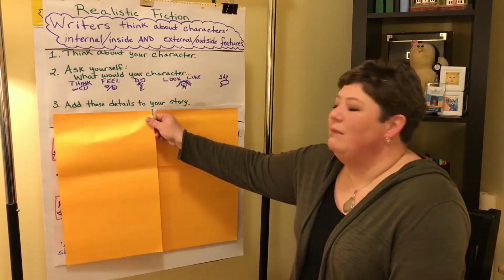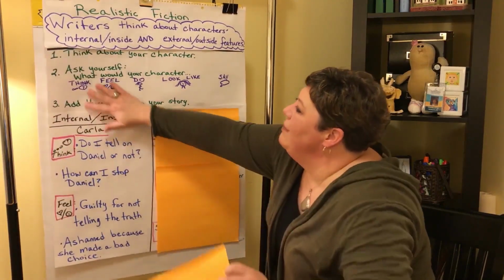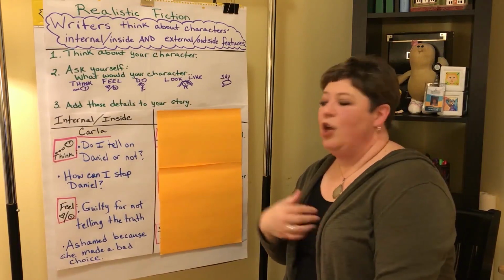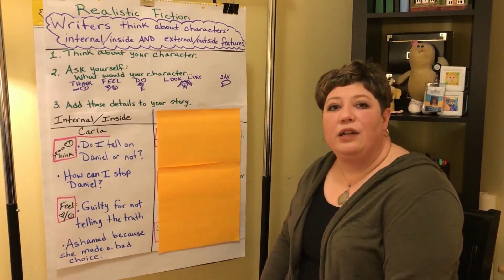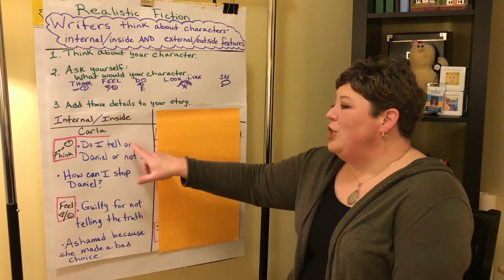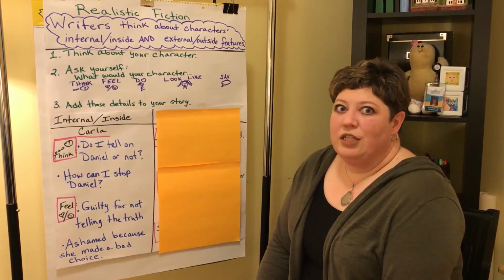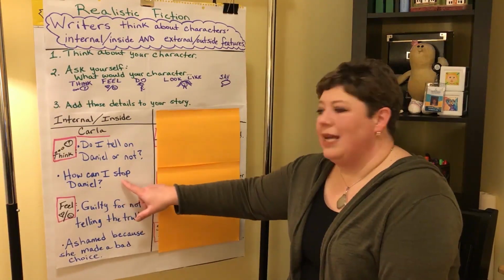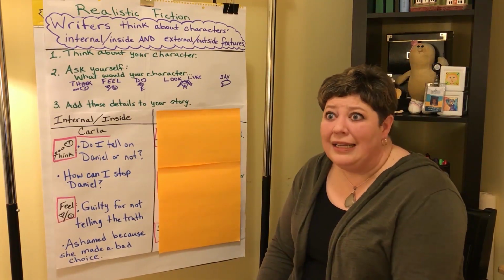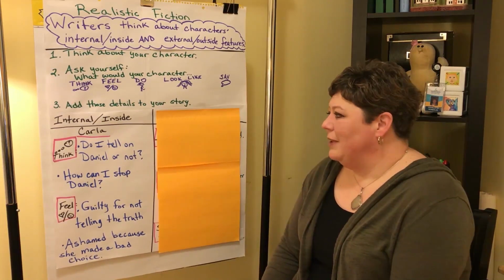Let me show you what I mean by kind of sketching out. So as I think about my character Carla, I think about her from the inside. What kinds of things might be going on in her head, given that she's the person she is? So she might be thinking things like, oh my gosh, Daniel is making a mess. How can I stop Daniel? Or oh, do I tell on Daniel or not? I don't want him to get in trouble, but things aren't going right.